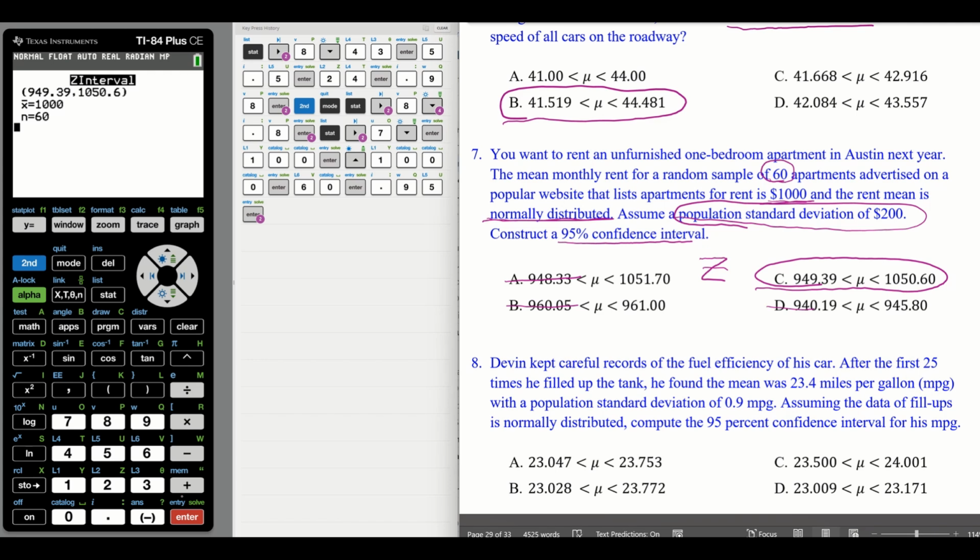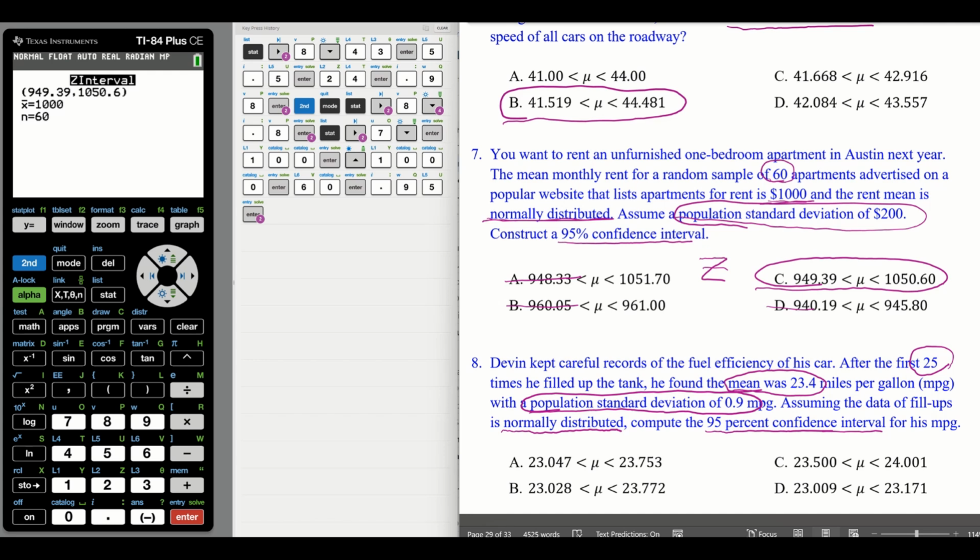Number 8. Devin kept careful records of the fuel efficiency of his car. After the first 25 times he filled up the tank, he found the mean was 23.4 miles per gallon with a population standard deviation of 0.9. Assuming the data of fill-ups is normally distributed, compute the 95% confidence interval for his miles per gallon.